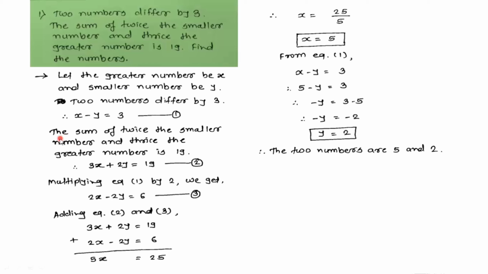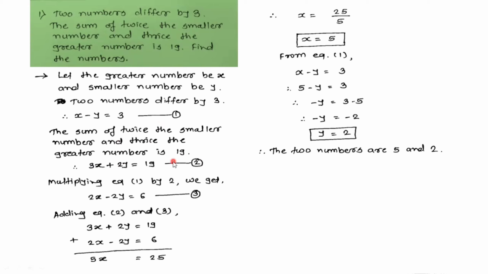Now the second condition we are given is the sum of twice the smaller number and thrice the greater number is 19. So the smaller number is y, we have to make it double, that is 2y, and the greater number is x, we have to make it 3 times, so as to get 3x. Their sum is 19, so we should add them, that is 3x plus 2y is equal to 19. So 3x plus 2y is equal to 19, which is the second linear equation in two variables.